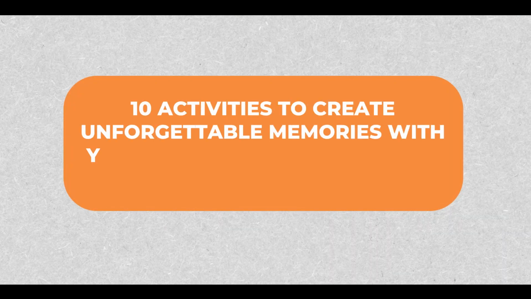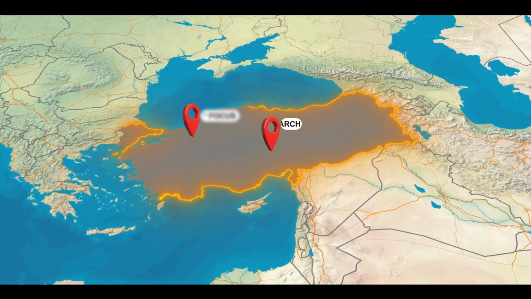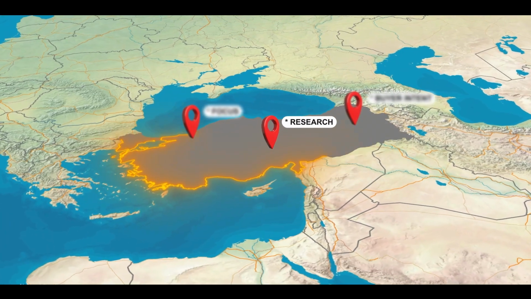So let's imagine that one of the goals of your target audience is to spend quality time together with their significant other. Makes sense. So your next content piece could actually be 10 activities to create unforgettable memories with your loved one in your next summer vacation. This is the type of content that does well because you already know that your audience wants it. And why is that the case? Well, because you have done your research.